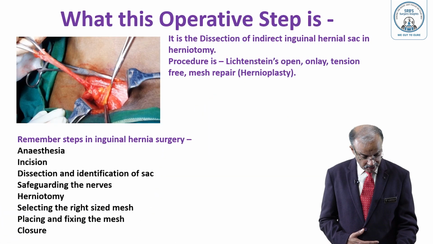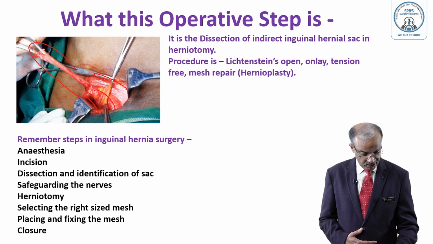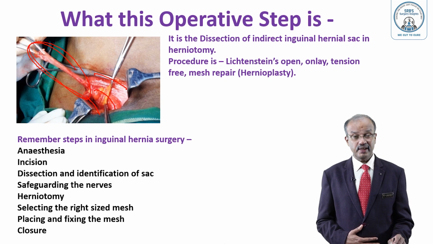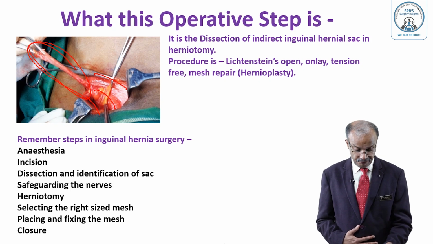Dear students, I'll just show an operative step, but a very important operative step which we very commonly come across. Just have a look. See that it's a groin area. Inguinal ligament is here, conjoint tendon is here, external oblique is here. You can see the typical indirect inguinal hernia sac.